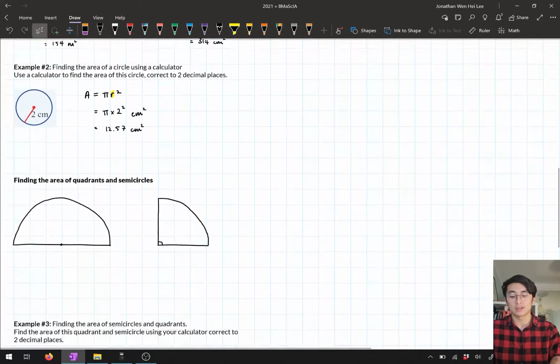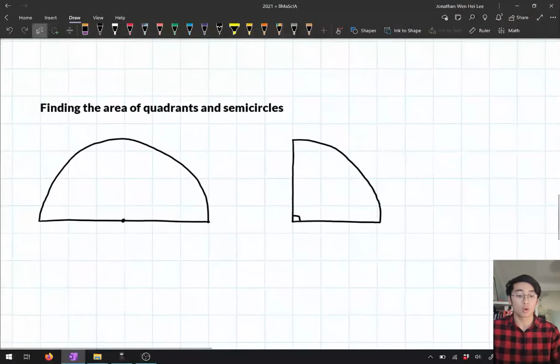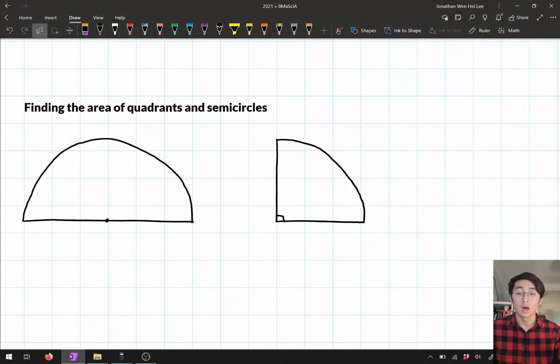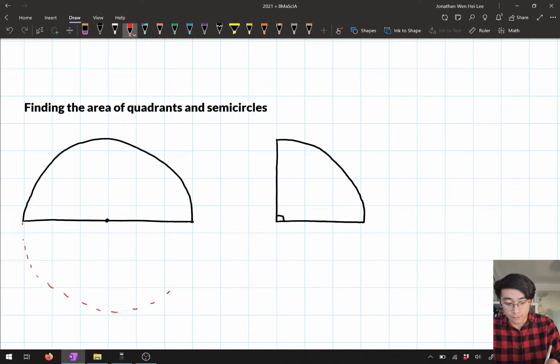Now, the second part of today's lesson is looking at finding the area of quadrants and semicircles. Now here, I've got 2 diagrams, and I know they're badly drawn, but that's fine. And these are what a quadrant and a semicircle is. Now, the first one is a semicircle. If you notice, the semicircle is just going to be half of a full circle.